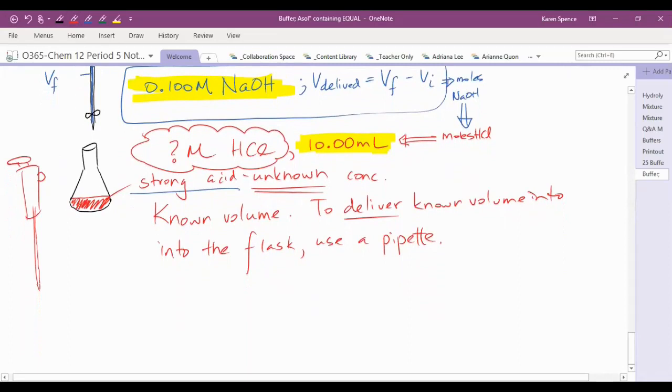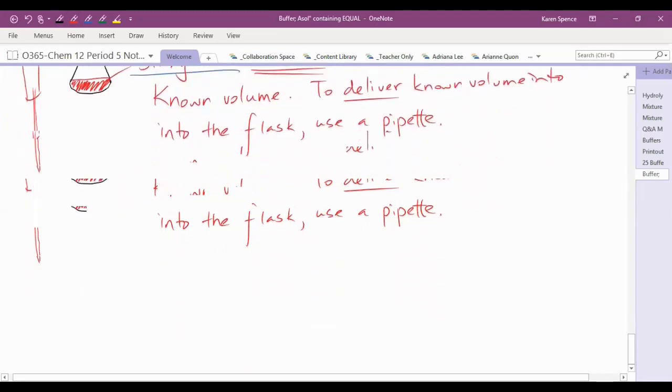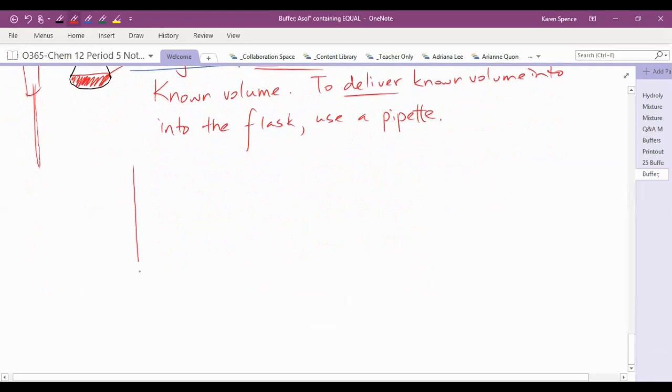What we're going to focus on now is graphing. Instead of actually just looking for a color change, I'm going to stick a pH meter into my flask. So we're going to put a pH meter into the flask.